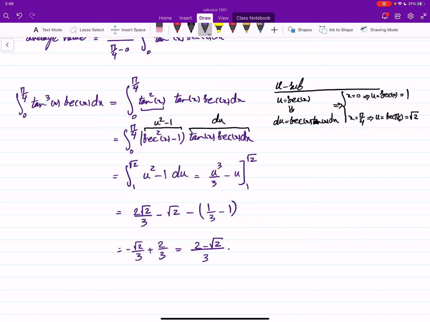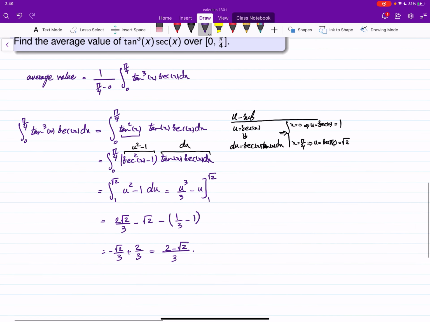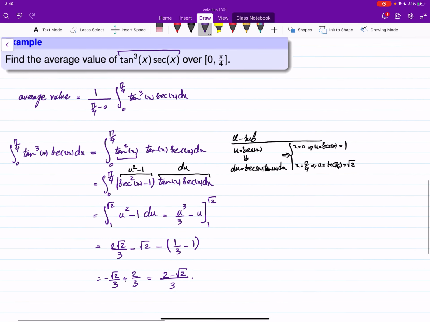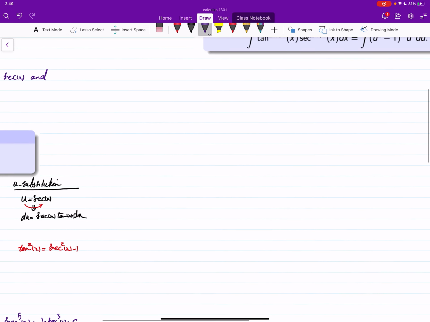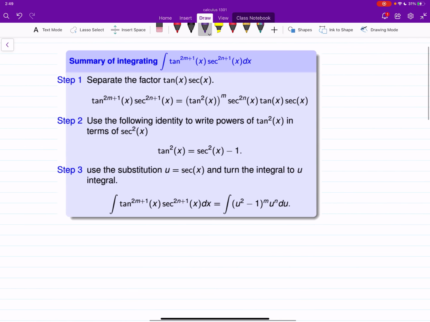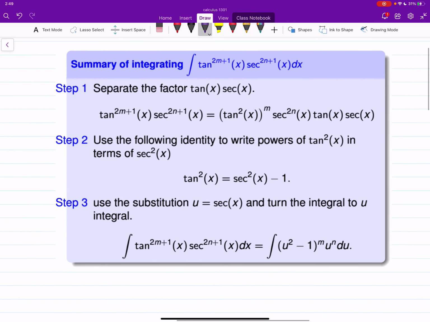So by these examples, now we know how to integrate these functions with powers of tan and secant. Now, let me finish the video with a summary of what we learned. Both tan and secant have odd powers, and they are multiplied. There's a typo here, this will be 2n plus 1.